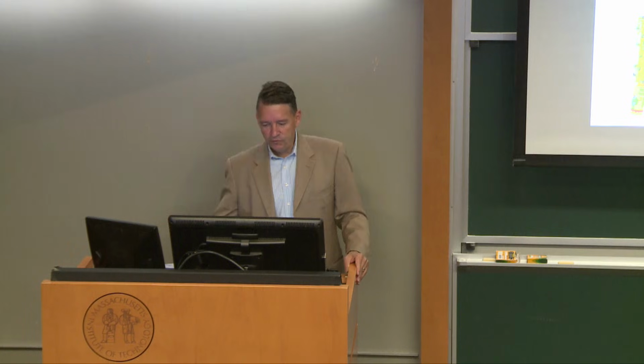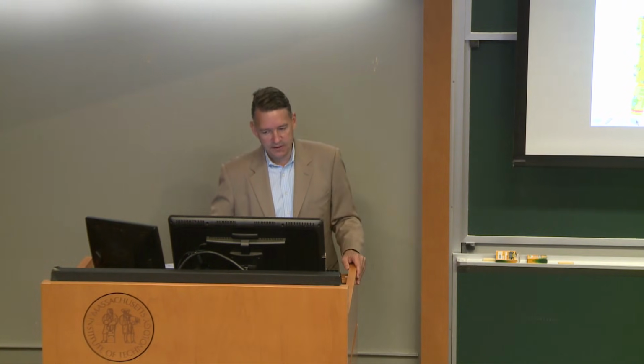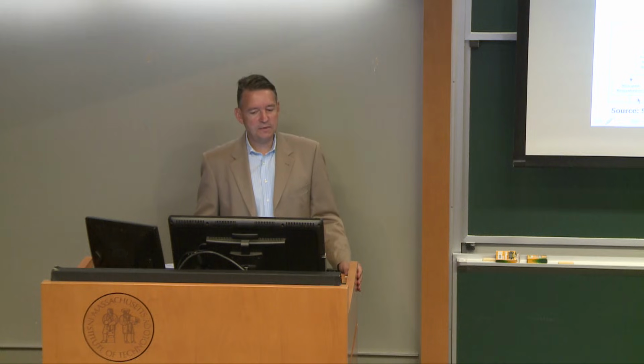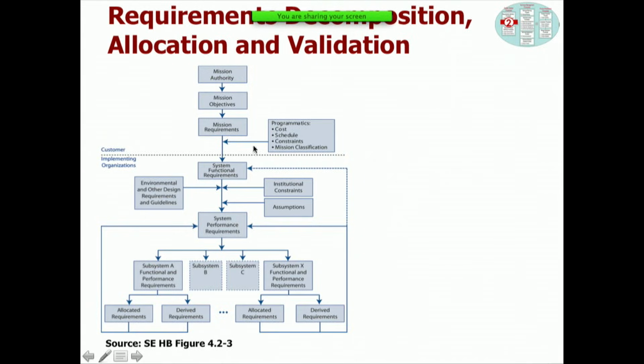Okay, let's move on here. My sense is you're getting a gist for what requirements are and why they're important. So let me talk briefly about requirements decomposition, allocation, and validation. This is a figure from the NASA handbook, and basically what it talks about is that the high-level system functional requirements are broken down into performance requirements, and then as you make design decisions, as you decompose your system into different subsystems, each subsystem will have its own functional and performance requirements.